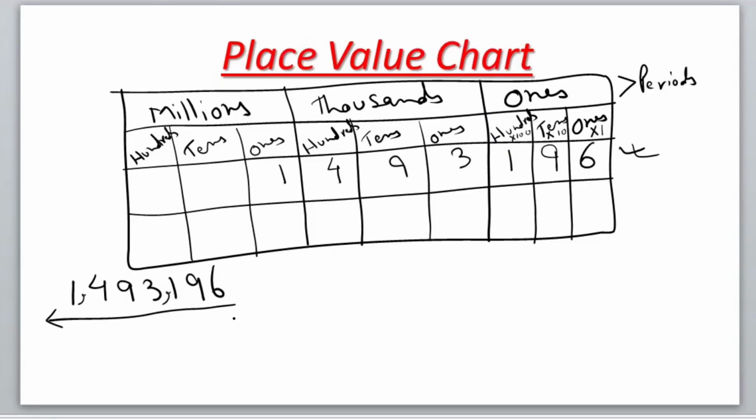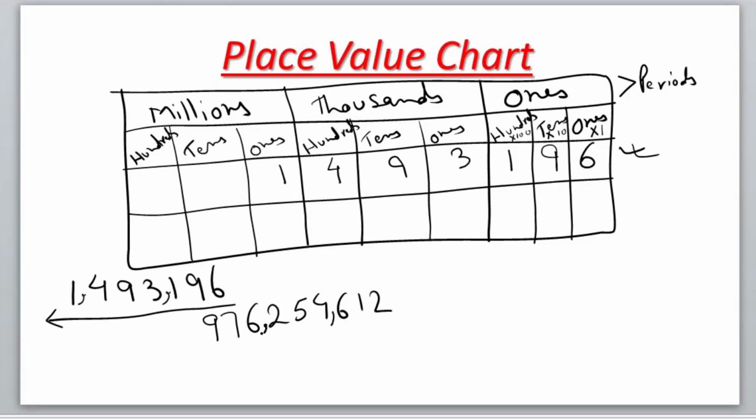Take a number bigger than this: 976254612. I'm just taking any random numbers. Okay, now read this number. It is difficult because it's a bigger number. So what we have to do, first we have to separate this number into different periods, and then we will put it in the place value chart. How will we separate? With the help of commas.